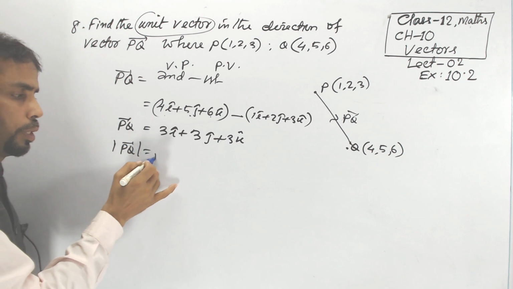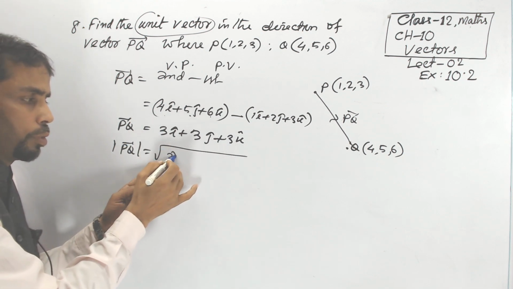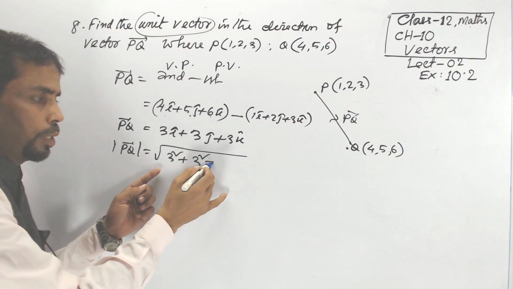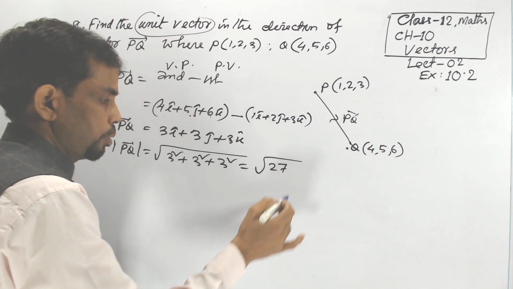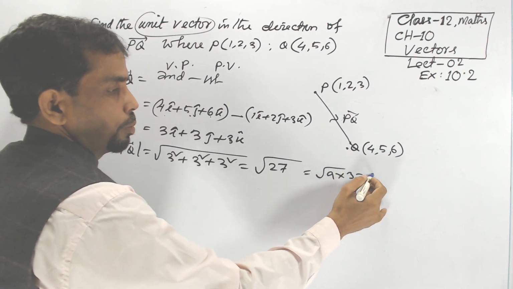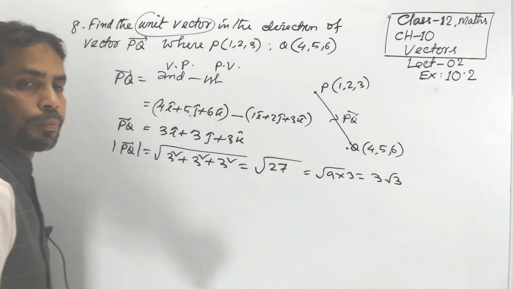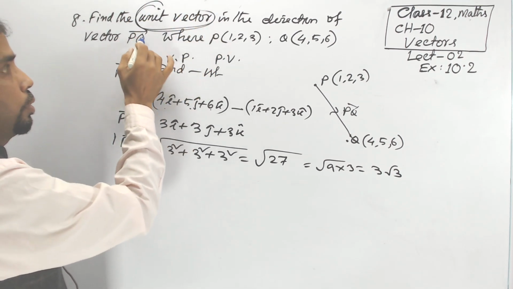PQ magnitude, we know it is under square root, coefficient of i, 3 squared, coefficient of j, again 3 squared, coefficient of k, again 3 squared. So if we find, it will be square root of 27. Square root of 27 we can write as 9 into 3, that means 3 root 3. And then the required unit vector. We are asked to find the unit vector in the direction of PQ.